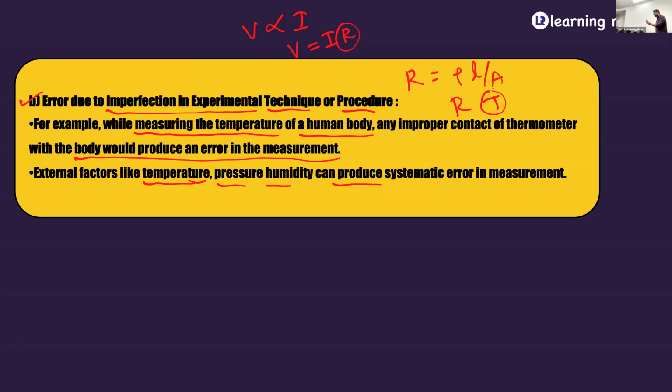To keep it constant, the best thing we can do is switch off the device after some time, because they get heated up. As current is flowing through a device, there is something called the heating effect of electric current. That is the reason why we do it. Are you able to understand? If you keep the device on for a longer duration and you measure, that kind of error is due to the imperfection in the experimental technique that you follow. So that is another type of systematic error.